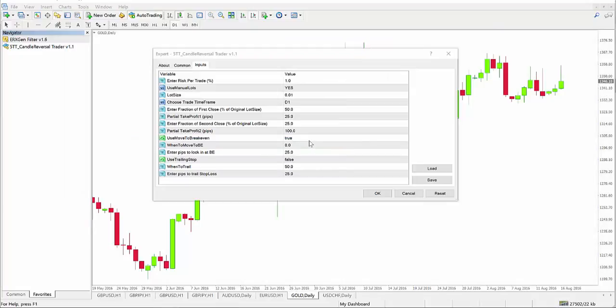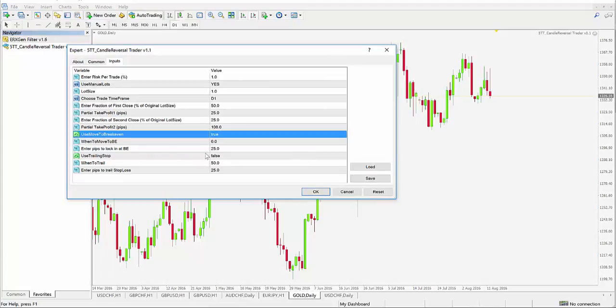Use move to break even. If this is selected as true, the EA will automatically move the stop loss to 25 pips, in this case, above the entry for a buy trade or below the entry for a sell trade, when price is one ATR, one average true range, in profit. So if the average true range is 100 pips, the EA will automatically move the stop loss to 25 pips above entry in a buy trade or below entry in a sell trade when the price is 100 pips in profit.